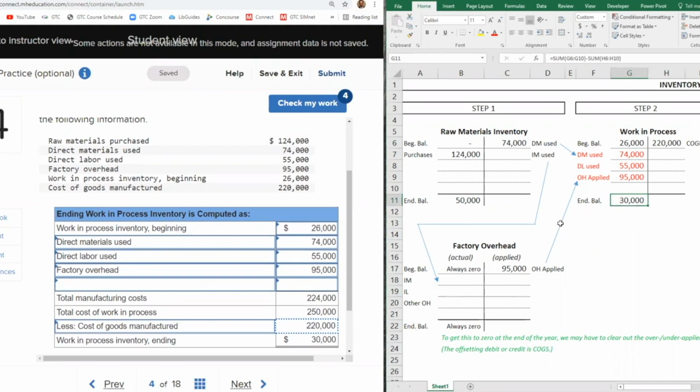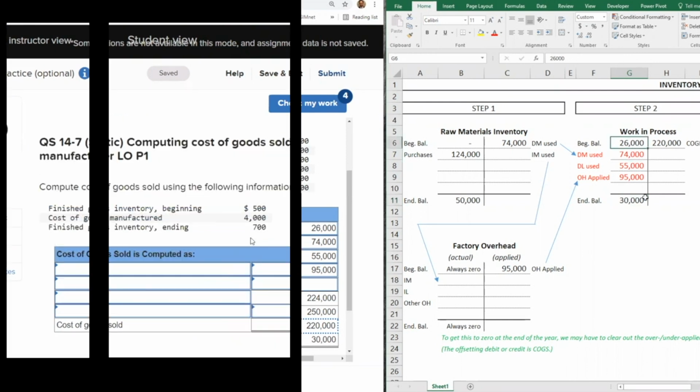So what we're saying again is that this is the amount that was in process at the beginning. We added these for a total of 250. And then we actually finished this. So what's left unfinished? That's the work in process ending. This will be next month's beginning work in process.